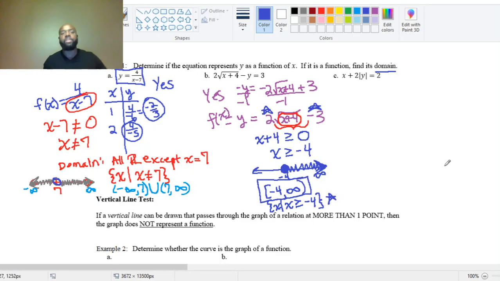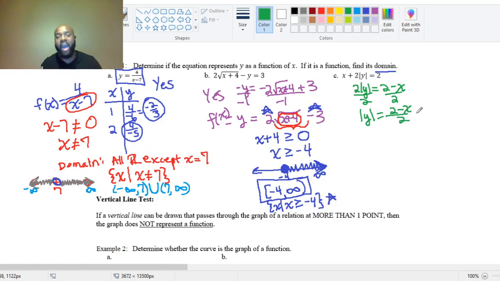So to C here, I have x plus 2 absolute value of y equals 2. Again, I'm going to try to solve for y to get y and x on separate sides of my equation here. Right? So I have 2 times the absolute value of y equals, let's subtract x. Let's divide both sides by 2. So I get absolute value of y equals 2 minus x over 2. Remember, we want to solve for y. This is not solved for y.